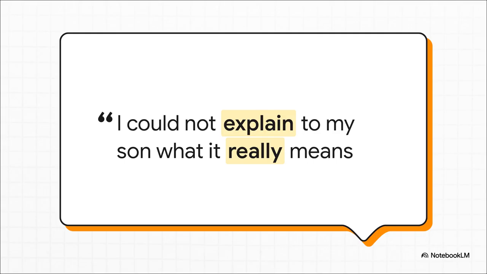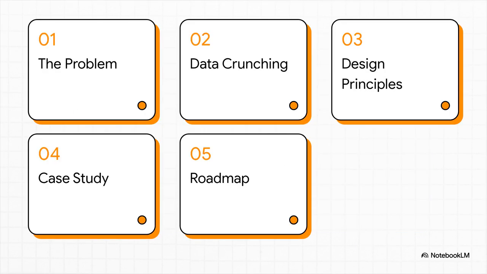This explainer is going to be your concrete guide to what Industry 4.0 actually is, and more importantly, how to practically implement it. So here's our quick agenda for today. 1. The Industry 4.0 problem. 2. Crunching the data. 3. 4 core design principles. 4. A real-world case study. And finally, 5. The roadmap to smart factories.